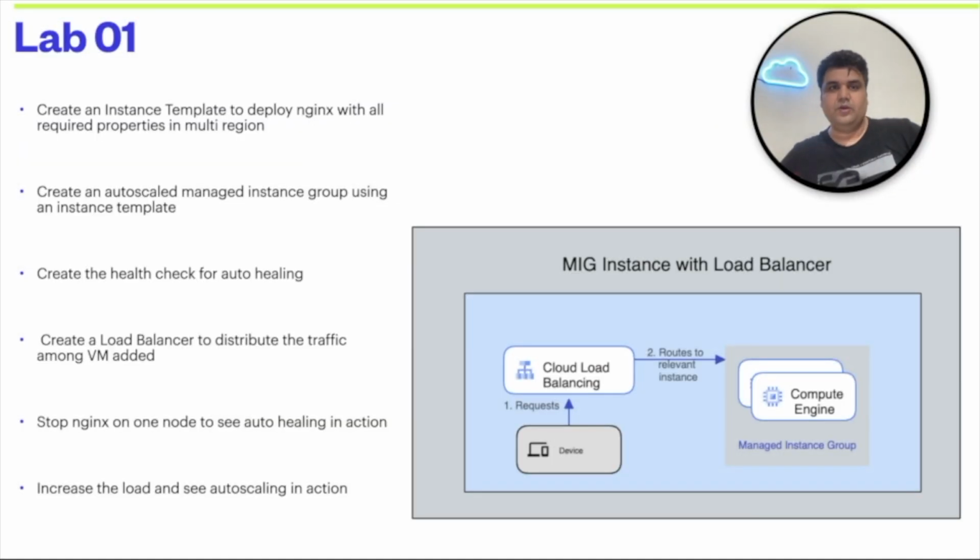To understand this, we are going to do a lab which has these steps. The first step is to create an instance template and deploy Nginx with all required properties in multi-regions. Then we'll be creating an autoscaled managed instance group using that same instance template which we created in the first step. Third step is around creating a health check, then creating a load balancer, stopping Nginx to see auto healing in action, increasing the load to see autoscaling in action, right? So this is the architecture we are going to build in the lab. See you at the labs.